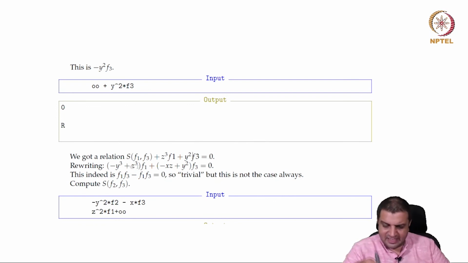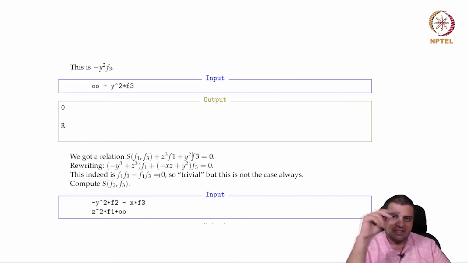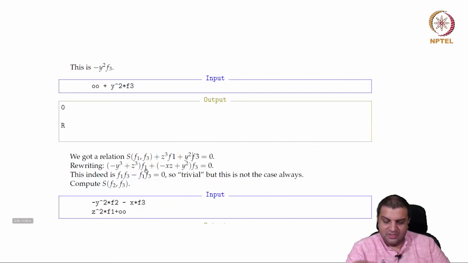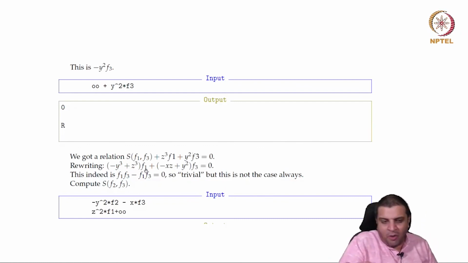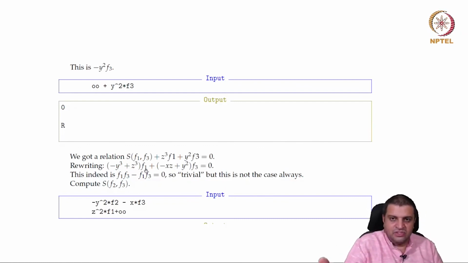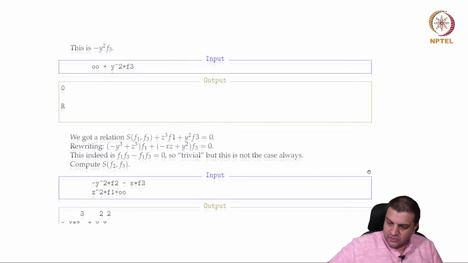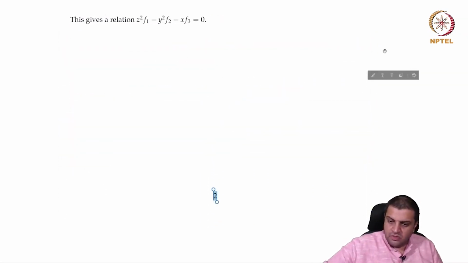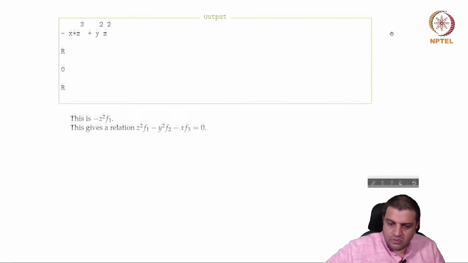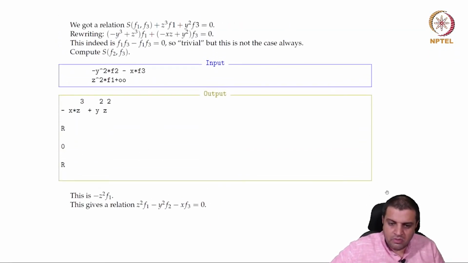We can rewrite it to look like this. But then it just says F1 F3 minus F1 F3 equals 0, like xy minus yx is 0. So in this case, it is an obvious trivial CCG, but this is not always the case. So let's now compute S F2 F3.